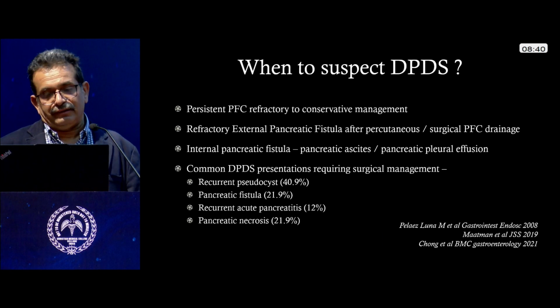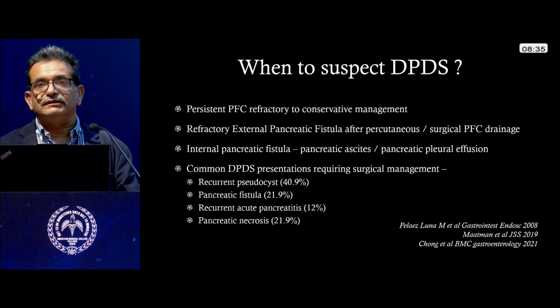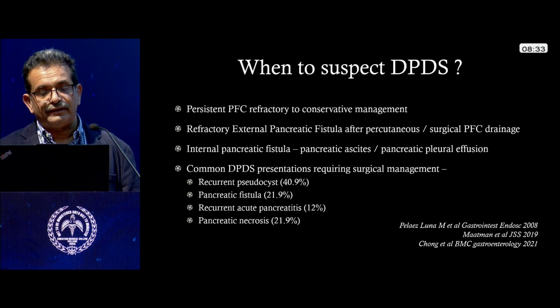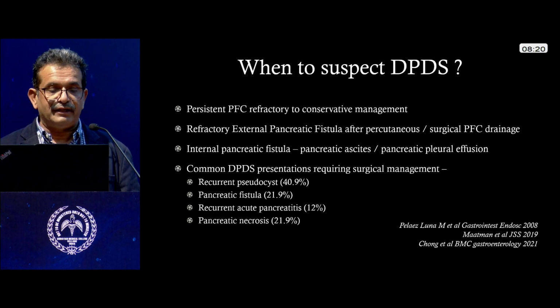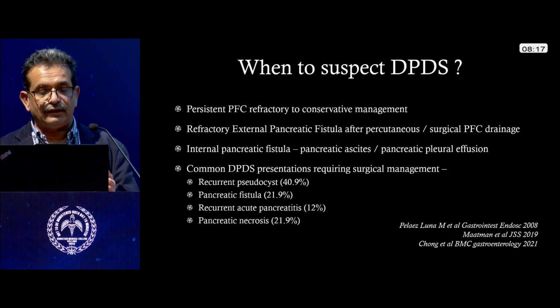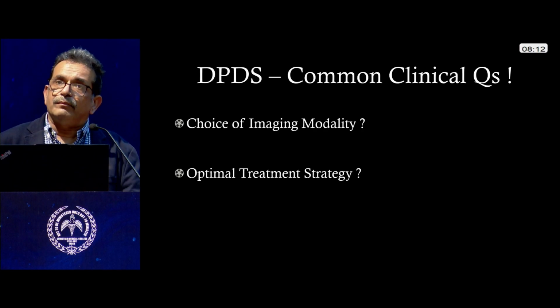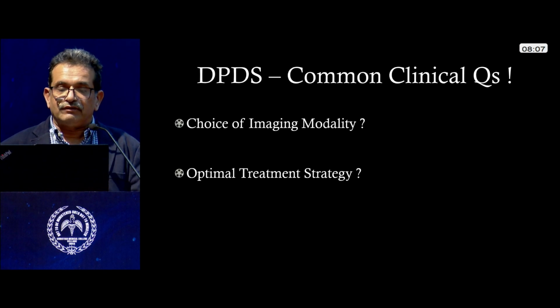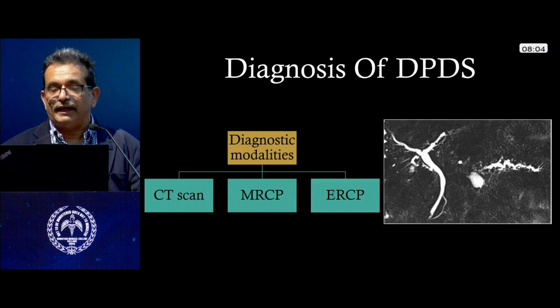But how do we suspect disconnected pancreatic duct? In a patient with a persistent fluid collection which is refractory to conservative treatment, also after a percutaneous drainage, and a refractory external pancreatic fistula after percutaneous or a surgical fluid collection drainage, internal pancreatic fistula, as I said, and these are the common presentations which require surgical management: a recurrent pseudocyst, pancreatic fistula, or a recurrent acute pancreatitis or pancreatic necrosis. So the common clinical questions when we come across this situation is, what is the choice of imaging modality and what is the optimal treatment strategy?